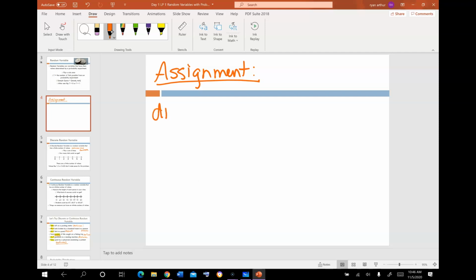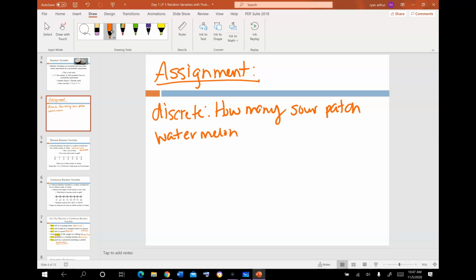So I'll give you mine. My discrete example, I love Sour Patch watermelon. Love them. So I'm going to make my discrete example about it. Now remember, discrete, you have to count it. So it needs to be about something, okay? Like if you like baseball, don't copy the one I used up here, but make it about baseball, okay? So my discrete random example would be, how many Sour Patch watermelon candies can Miss Arthur eat in a day?